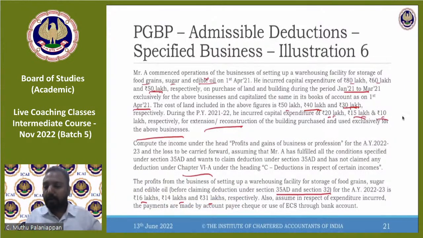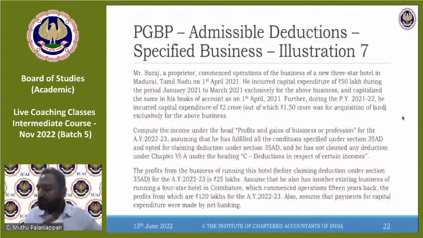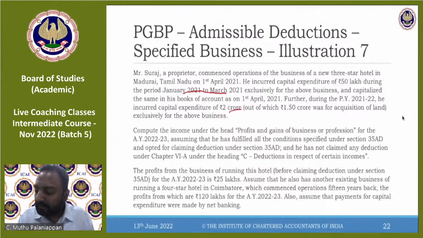Okay, and then the next problem, illustration 7. Commenced operation of business of a new three-star hotel, incurred capital expenditure of 50 lakh during the prior period. On 1st April, he has incurred another 2 crore. Out of that, only 0.5 is not for land, other than that, it's land. So 50 plus 0.5.